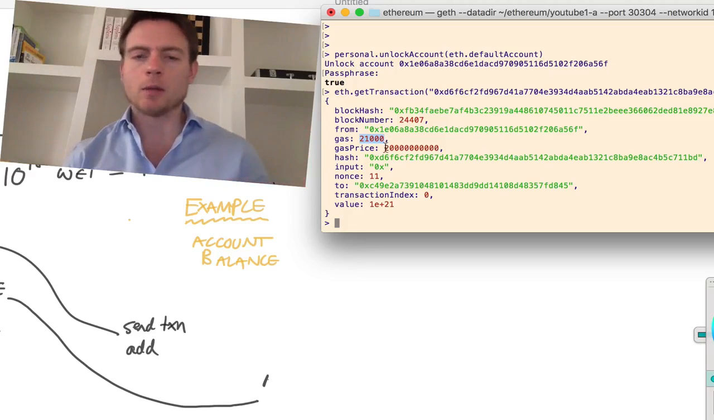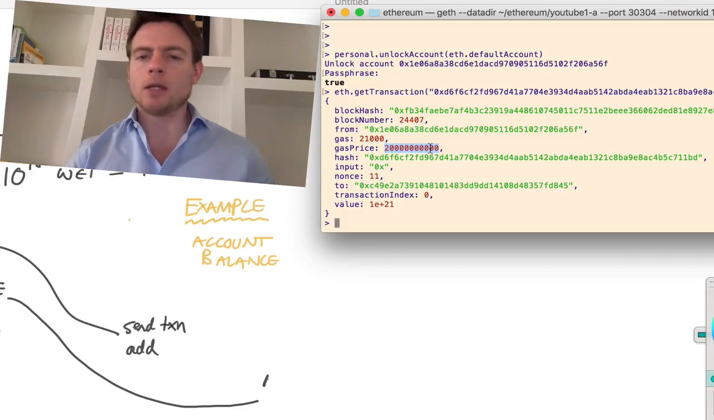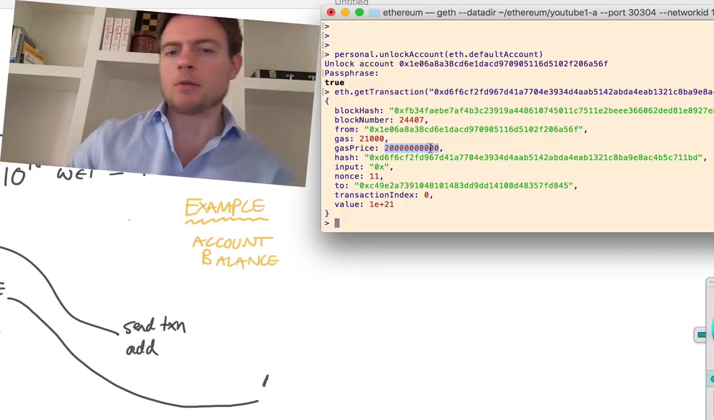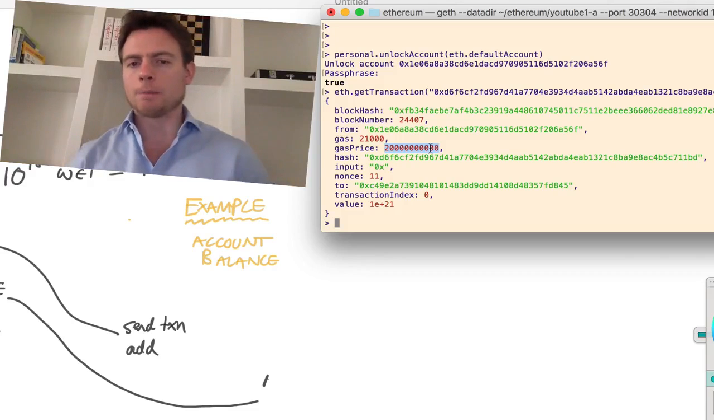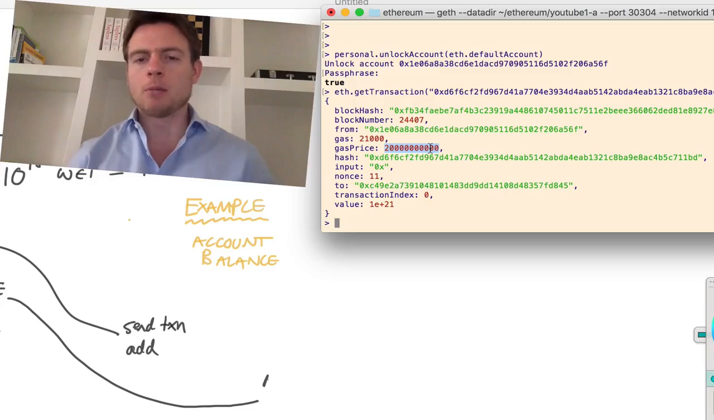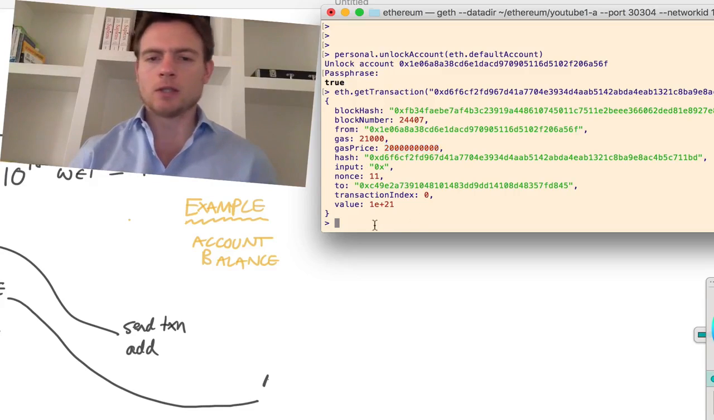But what we can do is say, well, okay, in that case, I'm gonna halve the gas price. So ultimately, yes, the maximum number of steps that I'm asking the network to execute is the same, but I'm going to bid a much smaller gas price. So let's just try and send one again.